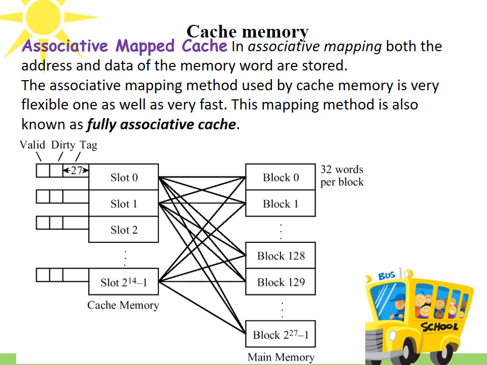First one is associative cache. Associative caching maps both the address as well as the data memory where it is being stored. It is a very flexible as well as the fastest method. This associative mapped cache can also be called fully associative cache. You can see that cache memory as well as main memory are given in the slot as well as the block. The slot is matched directly to the blocks, which is called fully associative cache.